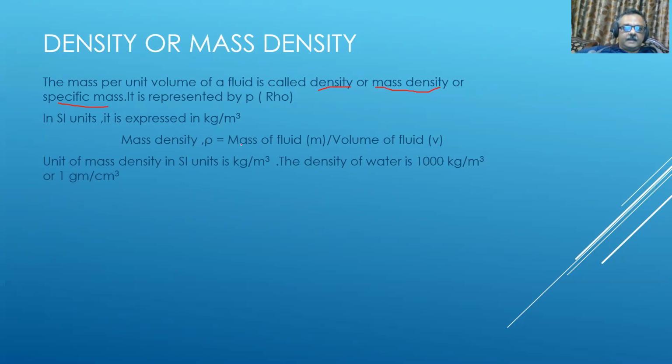So what is its formula? Mass of the fluid, that is m, divided by the volume of the fluid, that is v. So the unit of mass density in SI is kilogram per cubic meter, and the density of water, most important, you have to keep in mind, is 1000 kilogram per cubic meter in SI units, or you can define it as 1 gram per cubic centimeter. Okay, students.